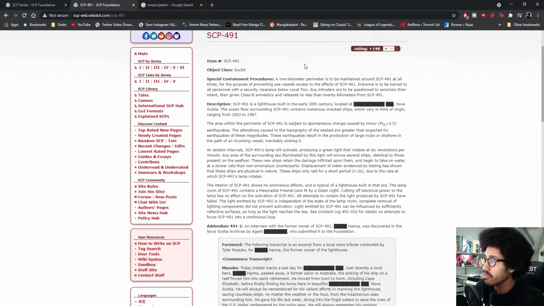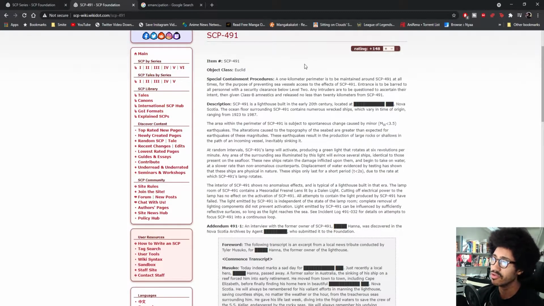Description: SCP-491 is a lighthouse. It is a lighthouse. Before I just assumed, I was like, it might be a lighthouse, because it would not make sense if it was anything else. But now it's confirmed, it's a lighthouse. Built in the early 20th century, located at blank blank Nova Scotia, the ocean floor around SCP-491 contains numerous wrecked ships, which vary in time of origin, ranging from 1923 to 1987.